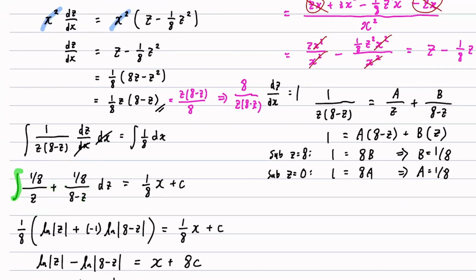Then you try to integrate the partial fractions. This is easy because straight away I notice there's a 1 over 8 I can factor out first. That's why I have round brackets here. Then I integrate each term. 1 over z becomes ln modulus z. 1 over 8 minus z becomes ln modulus 8 minus z.